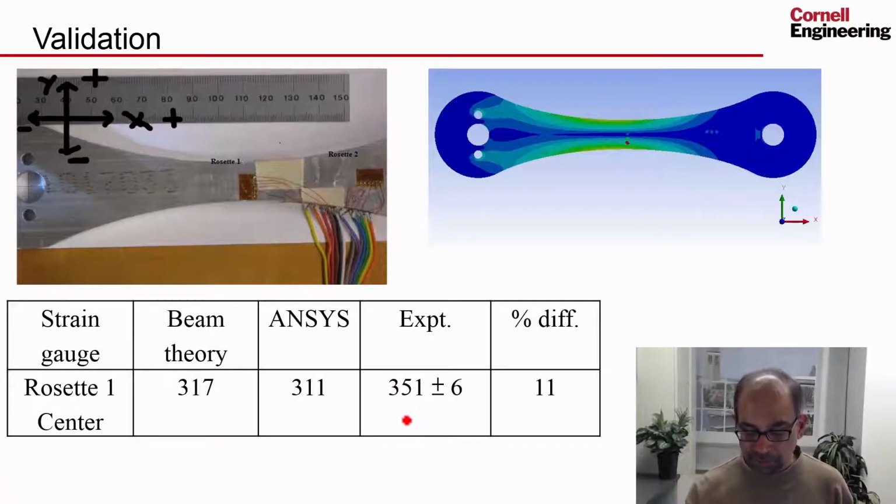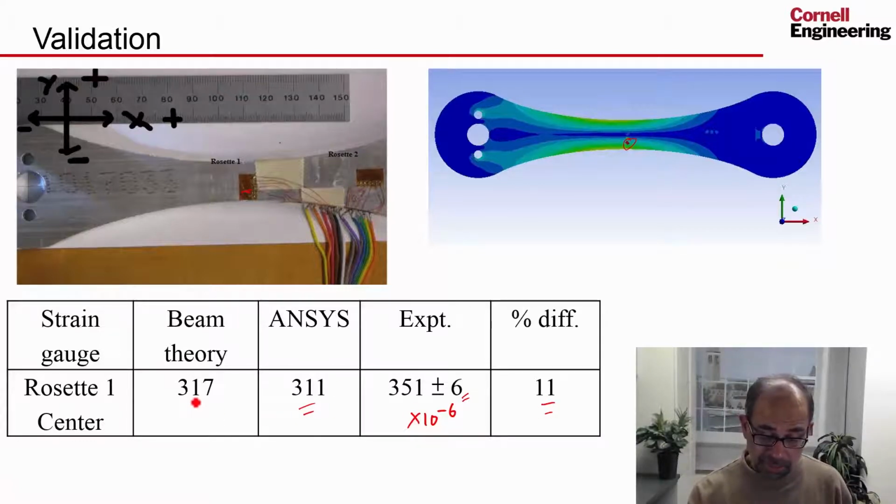And this is the microstrain. So the actual strain is this times 10 to the power of minus 6. And the strain is a non-dimensional quantity. So the experimental value was 351 microstrains for, I believe, one of these gauges on that rosette. And they look at the margin of error. And the corresponding ANSYS value, which you can extract from the ANSYS results, is 311, and there's 11% difference.